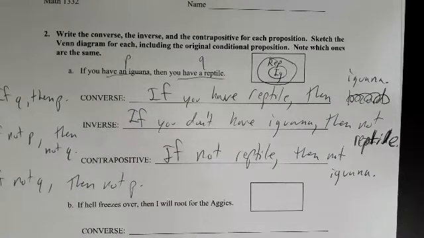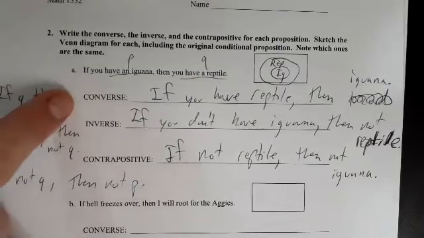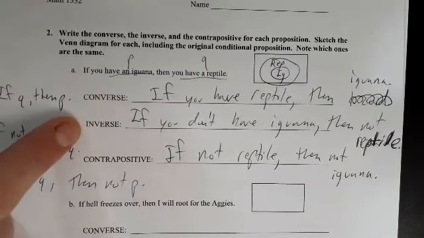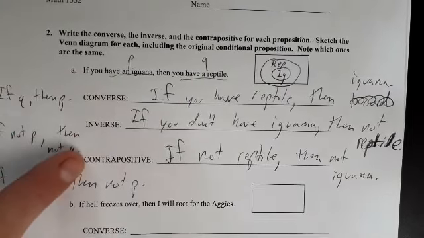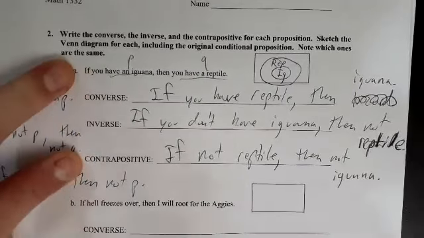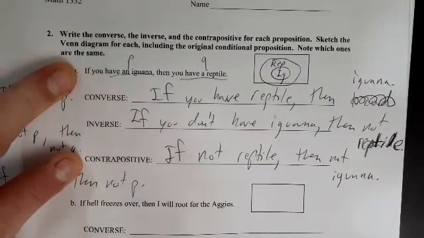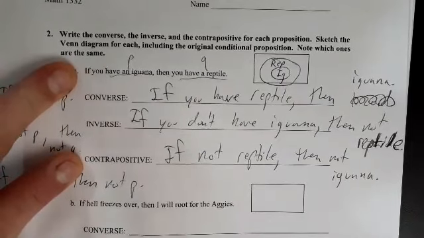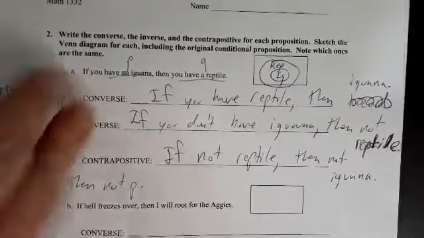And so what you might notice is that this one holds true, this one doesn't hold true, this one doesn't hold true. But guess what? This one holds true. I talked about this briefly in the notes, but the original and the contrapositive are logically equivalent. And these two things are logically equivalent.